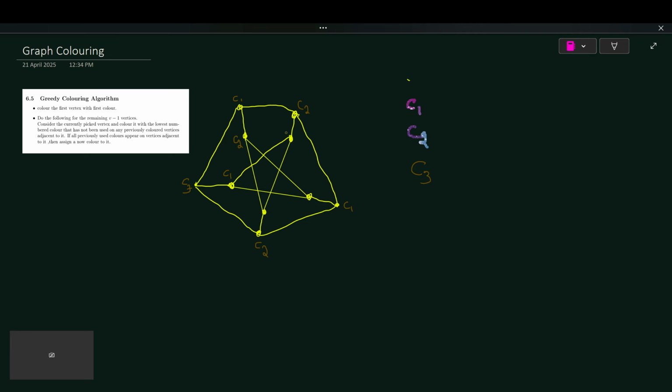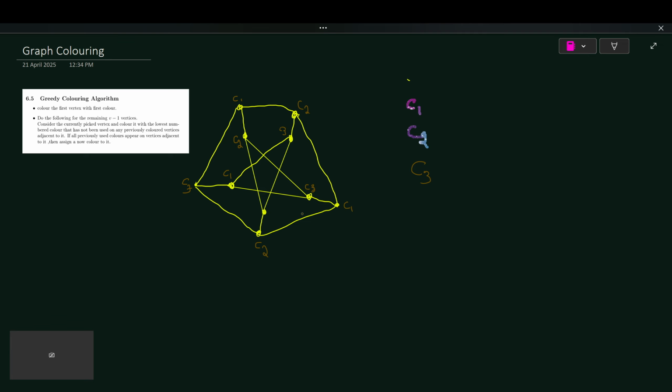Now for the next vertex, c1 is not possible to use here. There are two vertices which have already been colored with c1 and are adjacent to the chosen vertex. So c1 cannot be used here, and color c2 is also used in an adjacent vertex, so c2 cannot be used here, and the color c3 can be used here. So we can use c3 here.